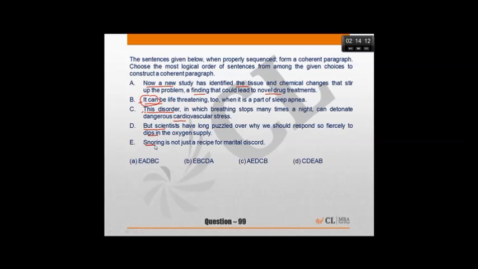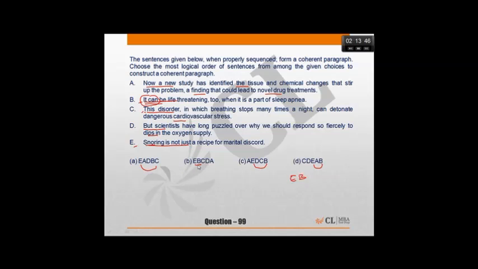Snoring is not just a recipe for marital discord, it can be life-threatening too. So E and B have to be together is what I would look at. EB: snoring is not just a recipe, it can also be life-threatening. This disorder, so EB has to be together. Where we don't have EB, I would like to eliminate those choices. So EB, that means the correct answer should be choice B.